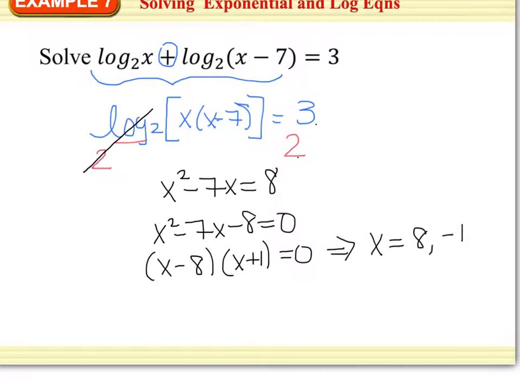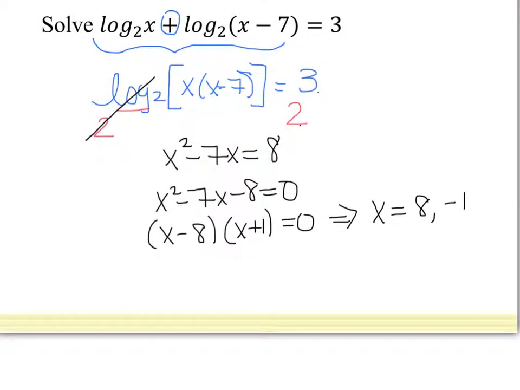Now if we go back and double check our work, we'll start out with this 8. I'm going to have a log base 2 of a positive number 8 plus log base 2 of 8 minus 7, or 1, equals 3. Okay, so this is going to work.